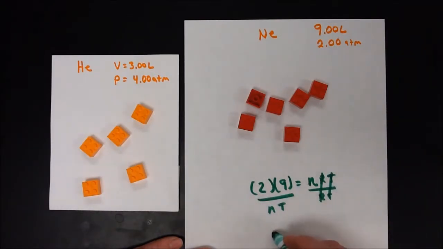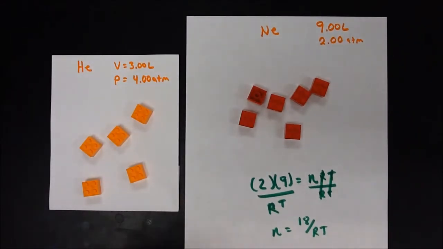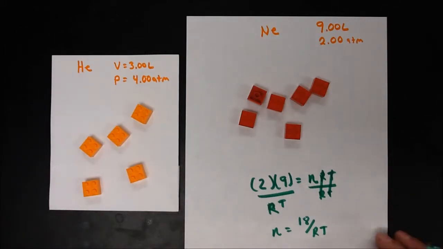So what we're going to call that is we're going to say n = 18/RT, and of course, R is the ideal gas constant. And on purpose in this, I didn't give a temperature, because if you had a temperature, then we'd want to use a calculator and go ahead and solve that mathematically.